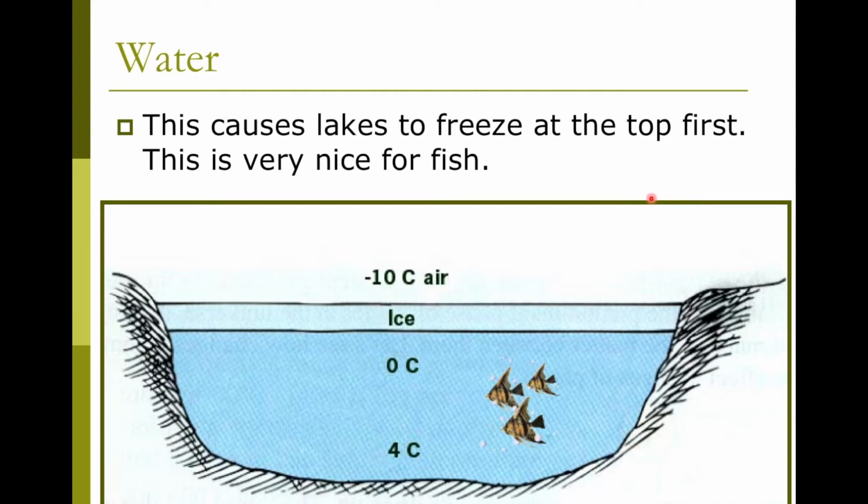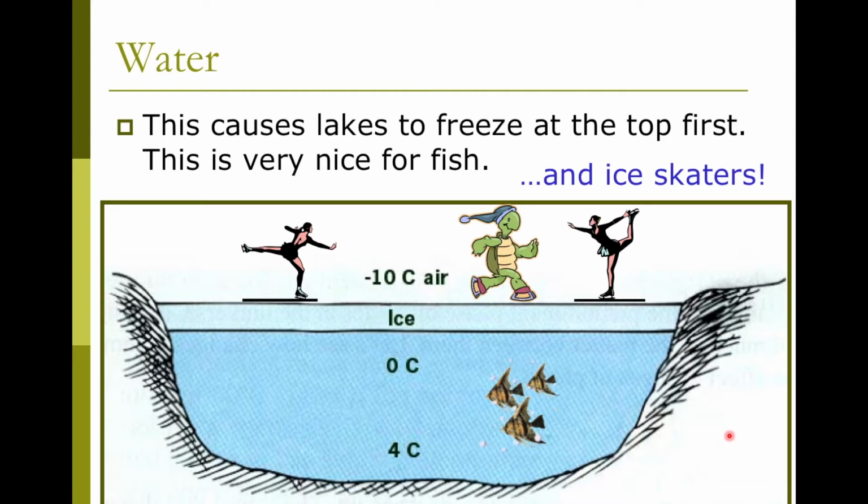So this is why lakes freeze at the top first. And it's very nice for fish because it's a little warmer down here, so the fish can survive. And it's also nice for ice skaters.